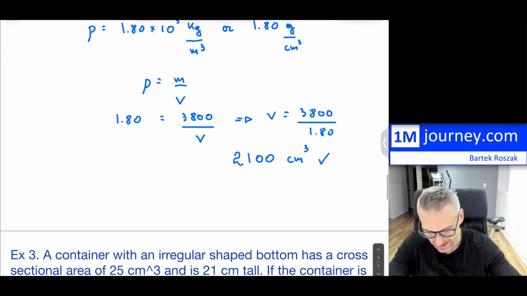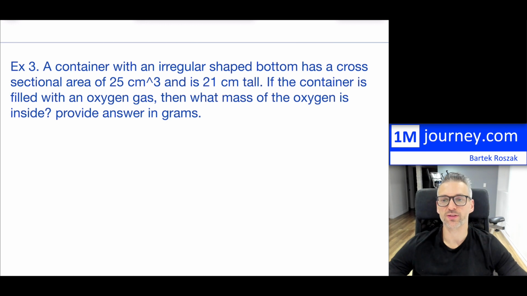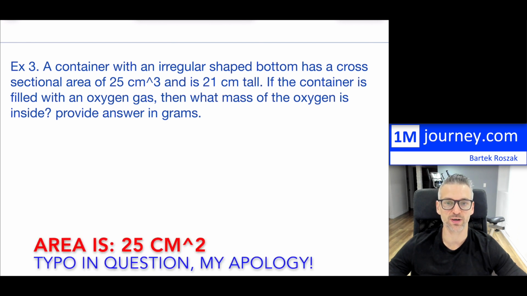And here's a last example that you have. So we have a container with an irregular shaped bottom, right? And it has a cross-sectional area of 25 centimeters cubed and is 21 centimeters tall.